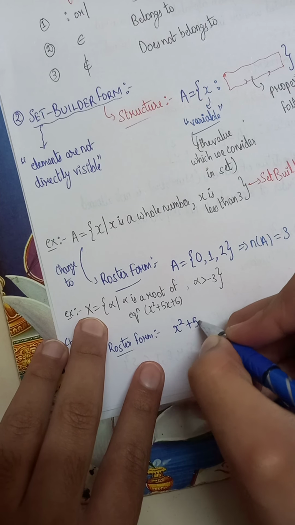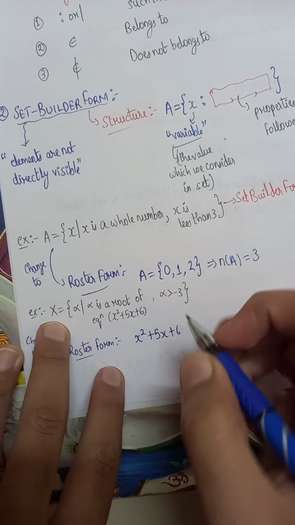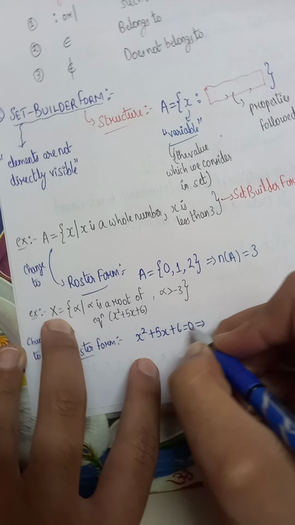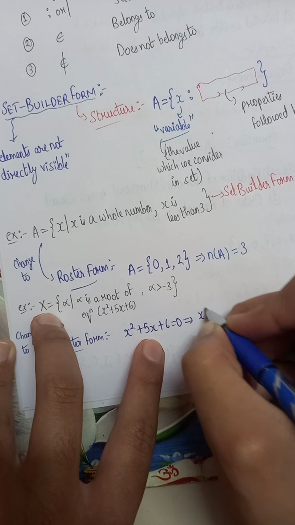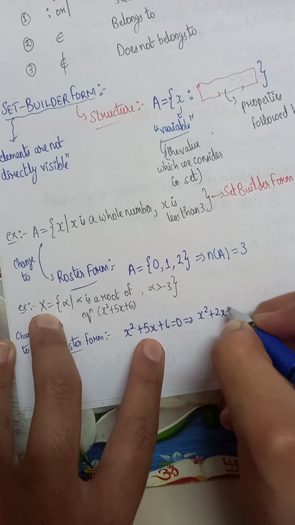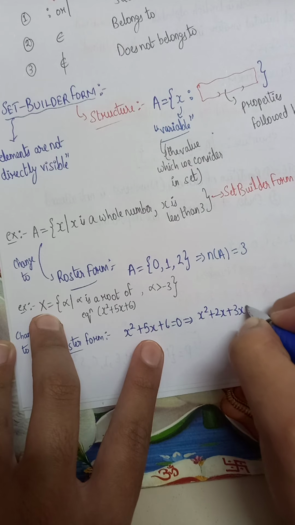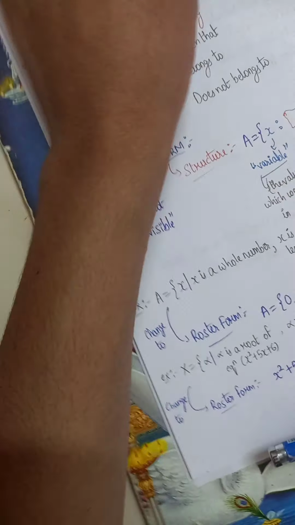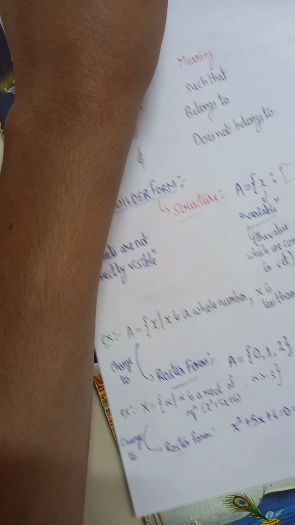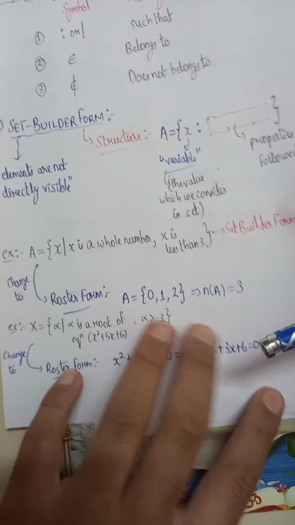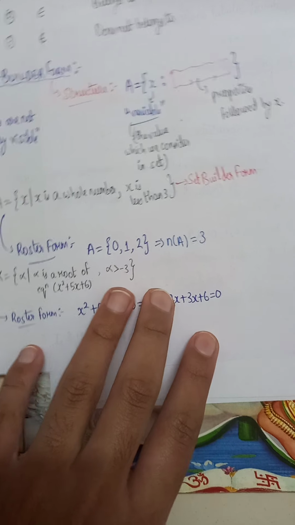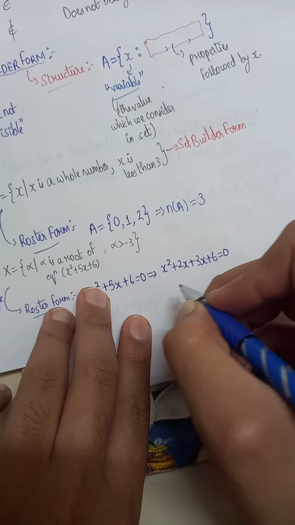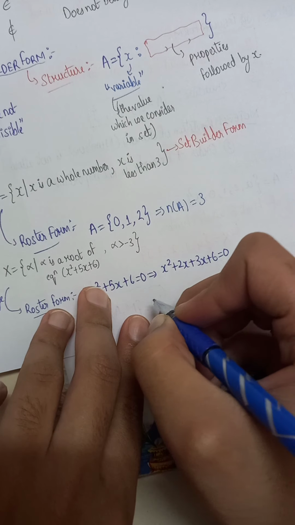x square plus 5x plus 6 equal to 0. So it implies x square plus 2x plus 3x plus 6 is equal to 0. I told you how to factorize it in the logarithms chapter, so you can watch the video from there. Actually, these are topics which I learned in 10th. So x square plus 2x plus 3x plus 6.